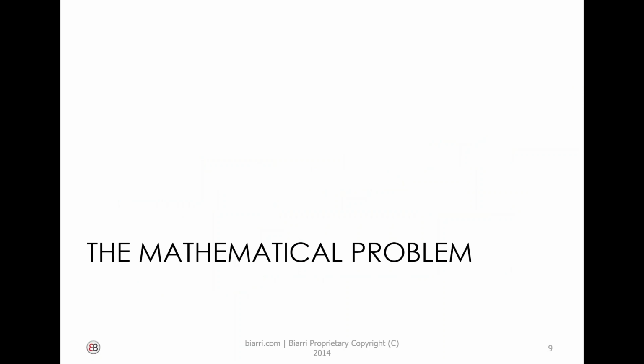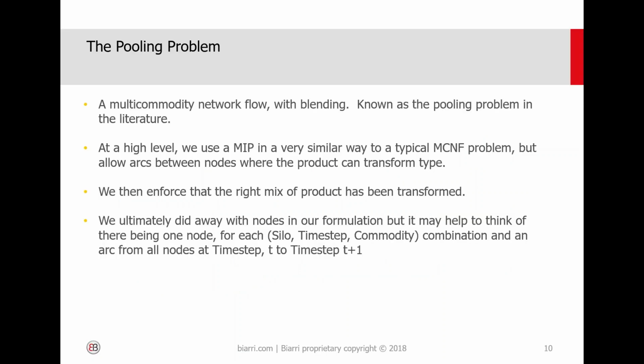So that being said, let me jump into the actual mathematical problem that we were facing at a higher level. I'd like to describe a little bit what it is that we're looking at. The problem is actually a multi-commodity network flow with blending. It's known as the pooling problem in the literature. At a high level, we use an MIP, a mixed integer programming solution, in a very similar way to a typical multi-commodity network flow. But we allow arcs between nodes where the product can transform type.